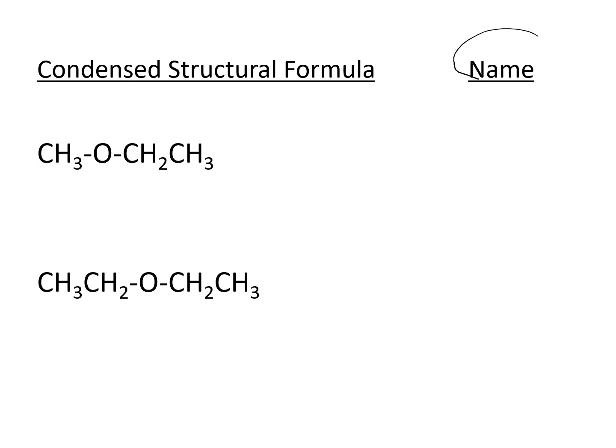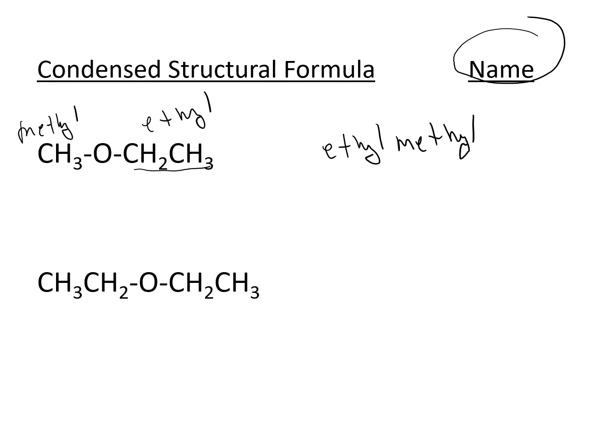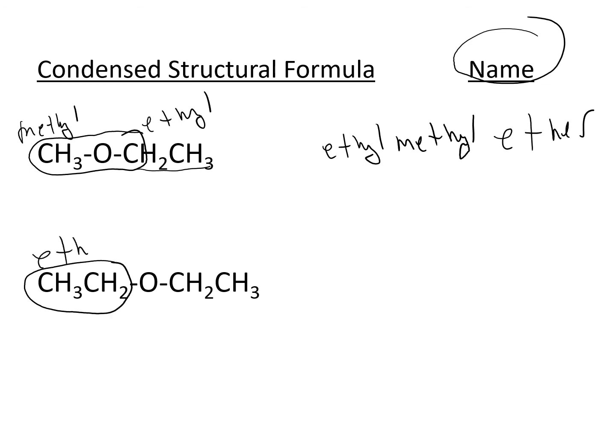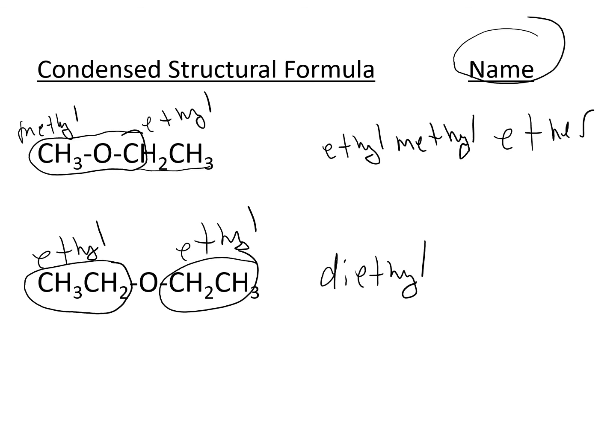Name the following compounds. First, we name the groups. CH3 is methyl. The other group is ethyl. To name our compound, we put our group names in alphabetical order. So it would be ethyl, methyl, and then our functional group is the ether. So it's ethyl methyl ether. The next one, we have an ethyl group and another ethyl group. So we have two of the same group, so we write diethyl ether.